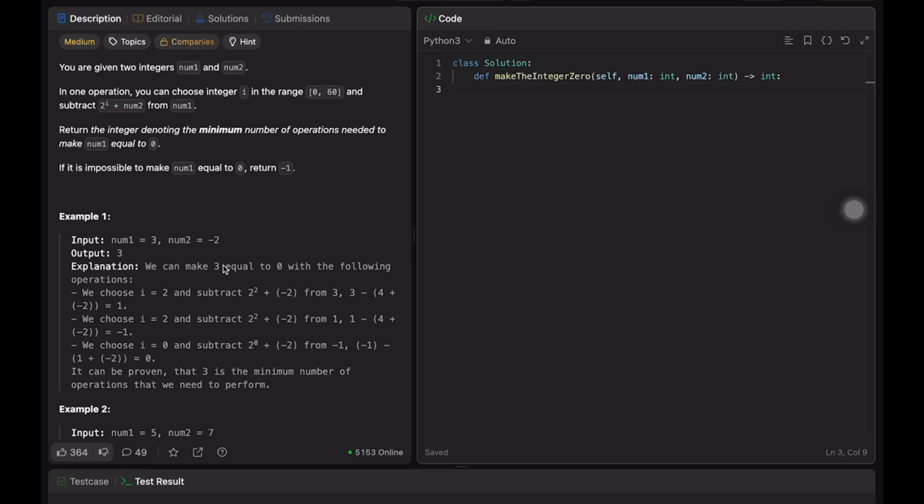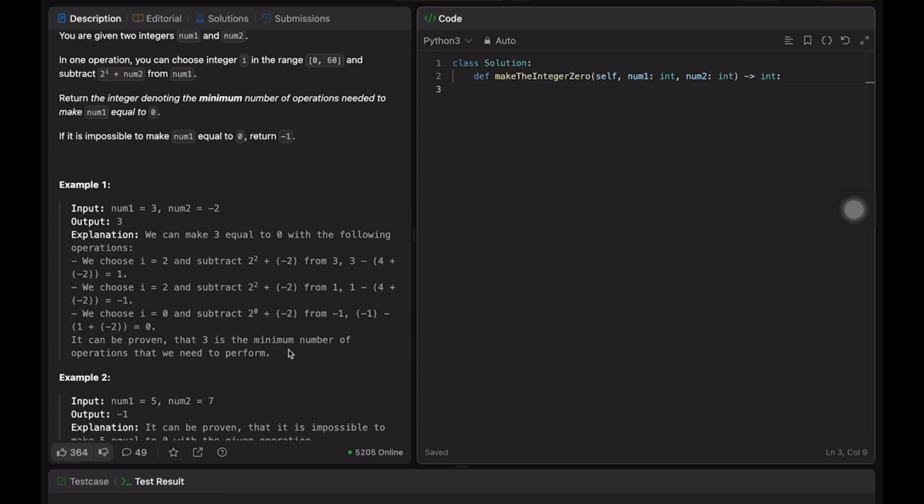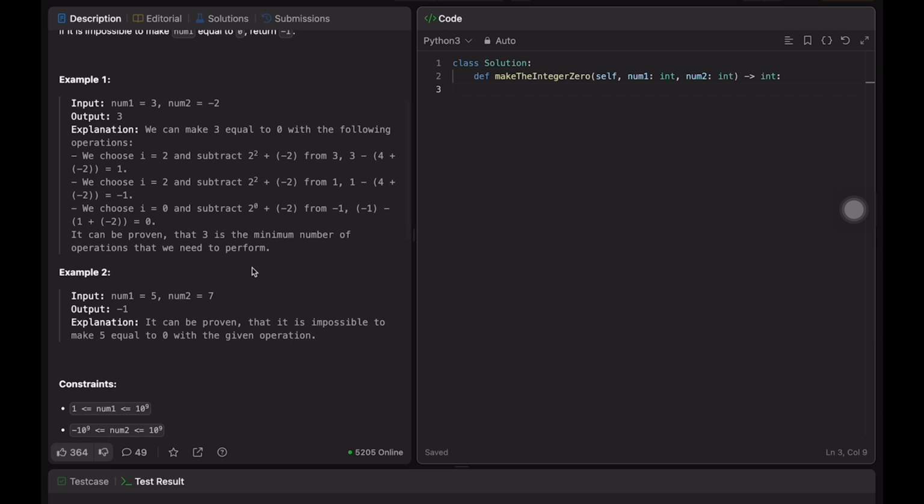Again they are choosing i equals 2 and subtracting 2 power 2 plus minus 2. Now we have 1, right? 1 minus 2 gives you minus 1. Now minus 1 plus 1 will give you 0, so i equals 0: 2 power 0 is 1, plus minus 1. So minus 1 minus of minus 1 gives us plus 1, so minus 1 plus 1 gives you 0. It can be proven that 3 is the minimum number of operations that we need to perform.